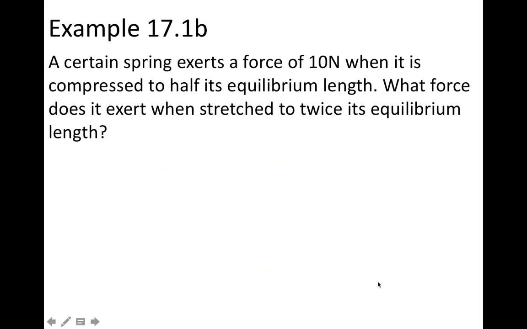Here we have a certain spring that exerts a force of 10 newtons when it is compressed to half its equilibrium length. So we're dealing with Hooke's law here, where the force exerted by the spring is equal to k times x. Now, it says that we get 10 newtons of force when it is compressed to half its length. So if its length is L and it's compressed to half the length, that means that its change in length is 1/2 the equilibrium length L.